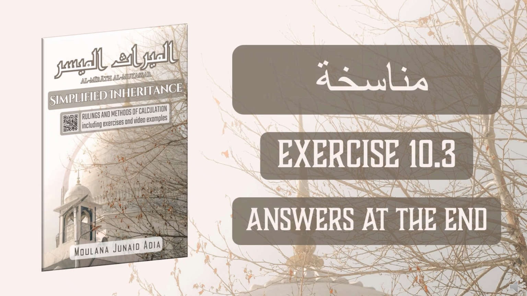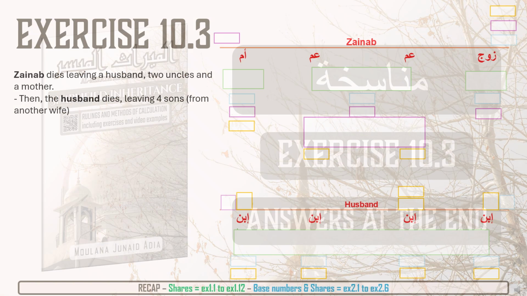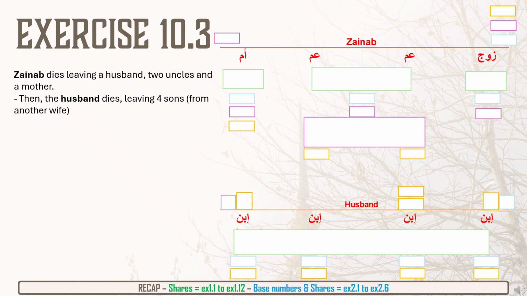Bismillahir Rahmanir Rahim. In this video, we will work through the example in exercise 10.3. This is within the Munaasakha chapter, and the answers to this exercise can be found at the end of the video. In this example, Zainab passes away, leaving behind a husband, two uncles, and a mother. Then the husband passes away, leaving behind 4 sons from another wife. So because of the husband having different heirs to Zainab, this will be scenario 2 of Munaasakha.